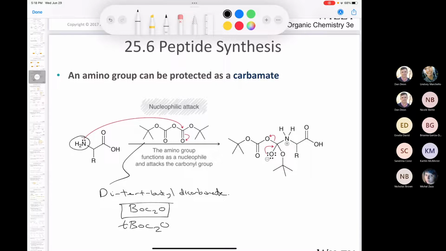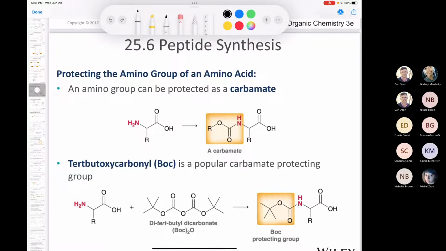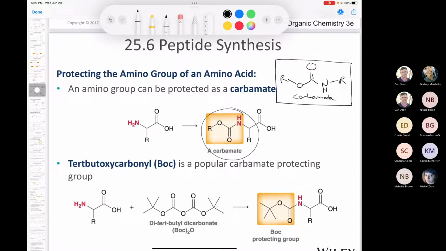So all you do is take your amino acid and treat it with Boc2O, which is this big compound here. It ends up doing a nucleophilic attack, and then after a rearrangement, you end up forming a carbamate. I need you to know what a carbamate is. If you have a carbonyl group that has a nitrogen on one side and an oxygen on the other, that is what a carbamate is. So you make a carbamate, and that is the protecting group of your N terminus right here.